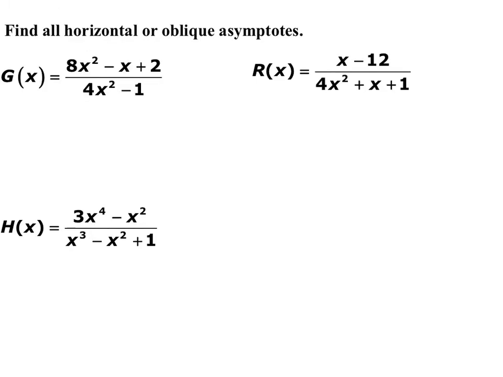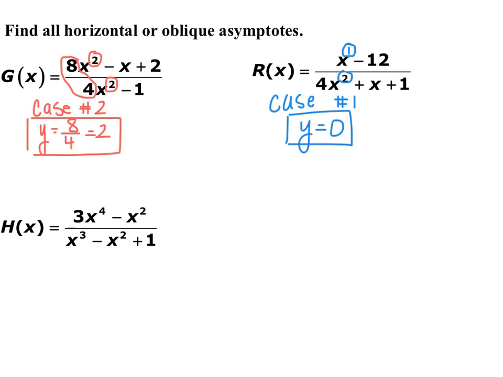Now we want to find horizontal and oblique asymptotes. So using the notes on the previous slide, I want you to pause the video and find the horizontal asymptotes of capital G of x and capital R of x. So the first one, I notice that I have the same degree in the numerator and the denominator, so it's case number 2. So to find the horizontal asymptote, I divide the leading coefficients. So y is equal to 8 divided by 4, or 2. So you have a horizontal asymptote at y equals 2.